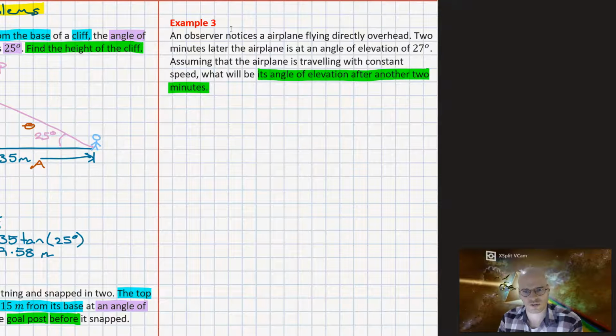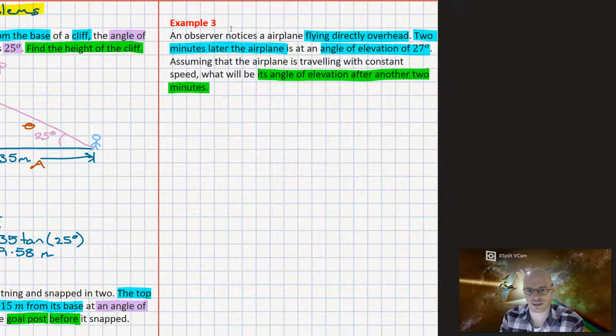So now I'm going to go through and have another sweep of the question. An observer notices an aeroplane flying directly overhead. 2 minutes later, it's at an angle of elevation of 27 degrees, assuming that the aeroplane is moving at a constant speed.